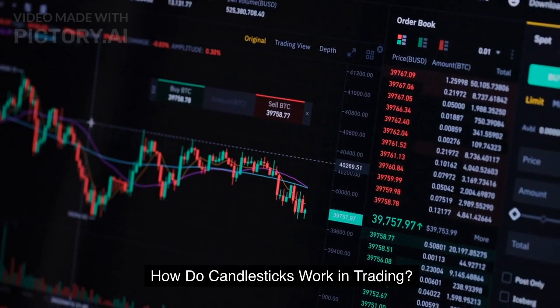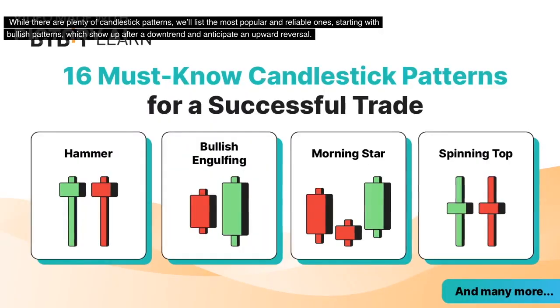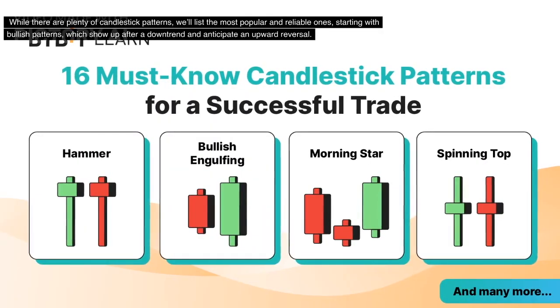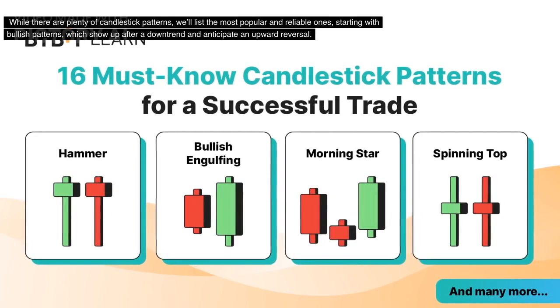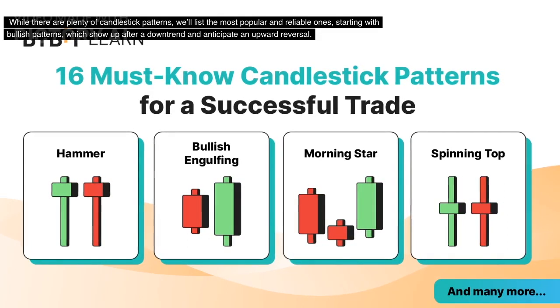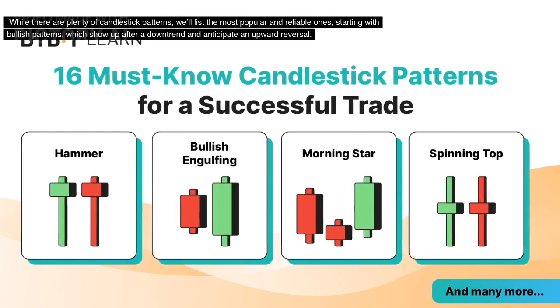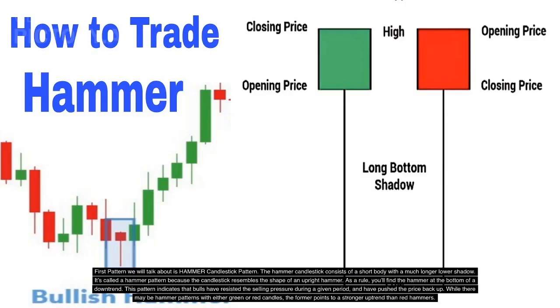How do candlesticks work in trading? While there are plenty of candlestick patterns, we'll list the most popular and reliable ones, starting with bullish patterns, which show up after a downtrend and anticipate an upward reversal. The first pattern we will talk about is the hammer candlestick pattern.